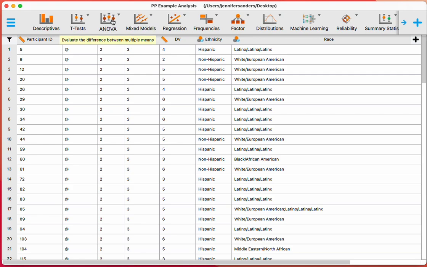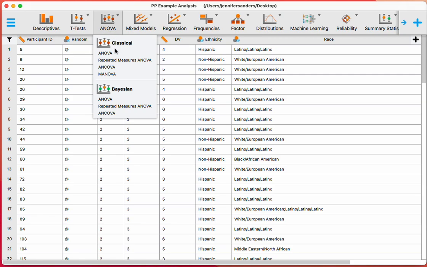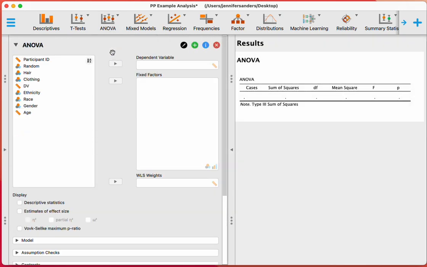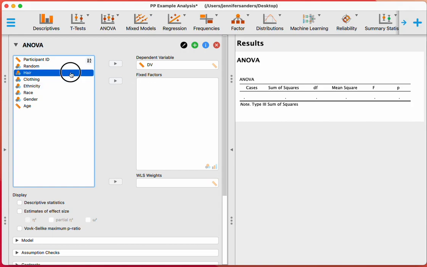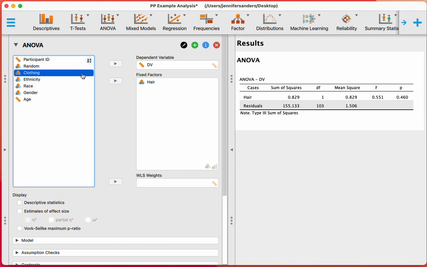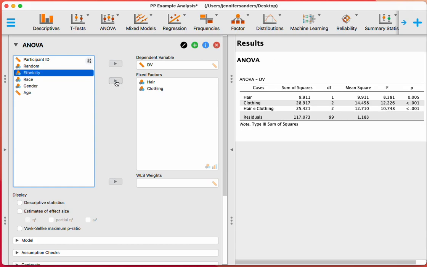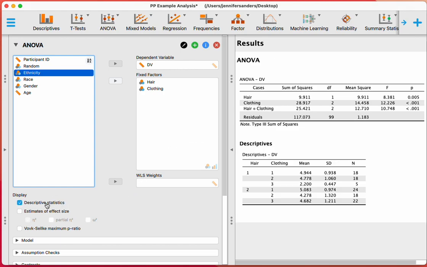So I'll go to the top and select ANOVA, and we're doing a classic ANOVA. And I need to move my variables to the correct box. So I want my dependent variable to go in the dependent variable box, and fixed factors is my independent variables. So I'll move those over, which were hair and clothing. My results are coming up on the right, but I also want to get the descriptive statistics and the effect size.